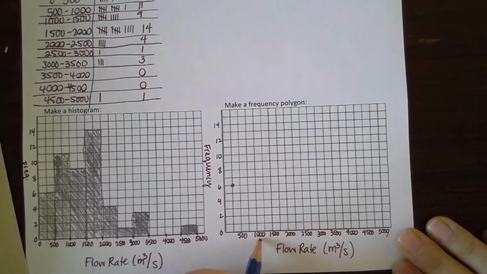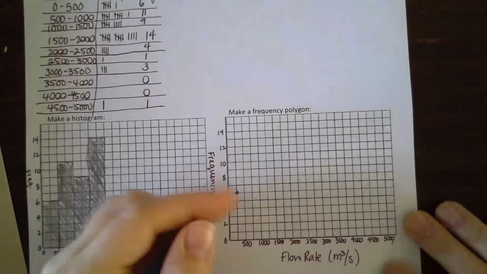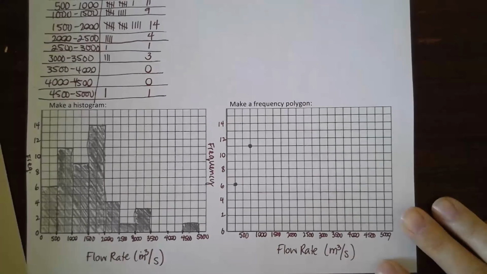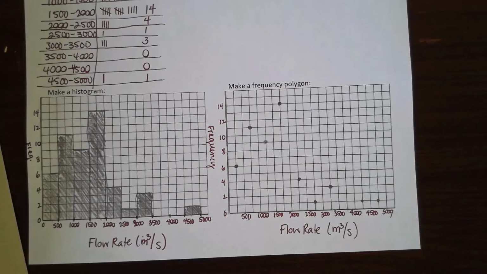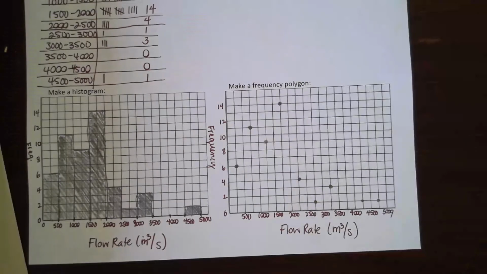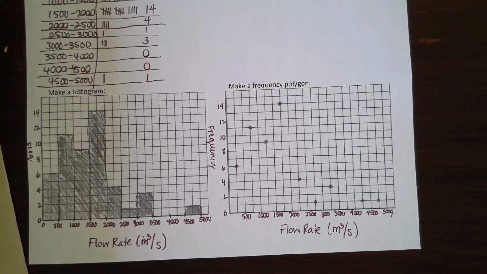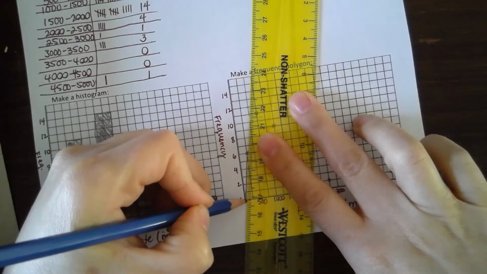Then halfway between the 500 and 1000 interval, the frequency is 11, so I'm going to put a dot at 11 halfway in between that interval. Okay, I'll go and do the rest. This time I've put dots instead of making bars, and I'm going to grab a ruler and connect the dots. Because it's a polygon, which should give you a clue, we have to close the shape. So we always want to go down to 0.